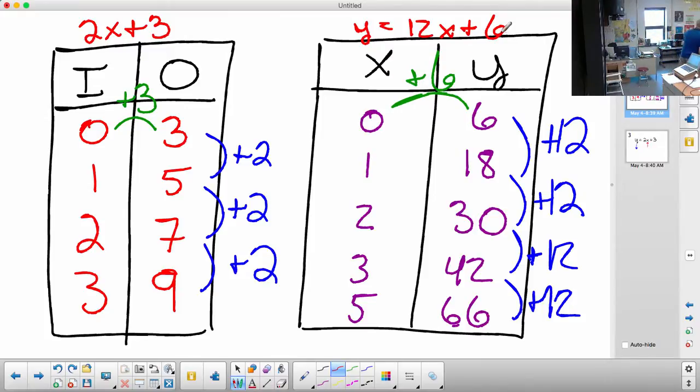So usually you're going to do x times the number the output goes up by, plus whatever it takes to go from the 0 point to the output column. And that always works every time. That's the benefit. If you know how the y column changes, you can work it backwards to 0.